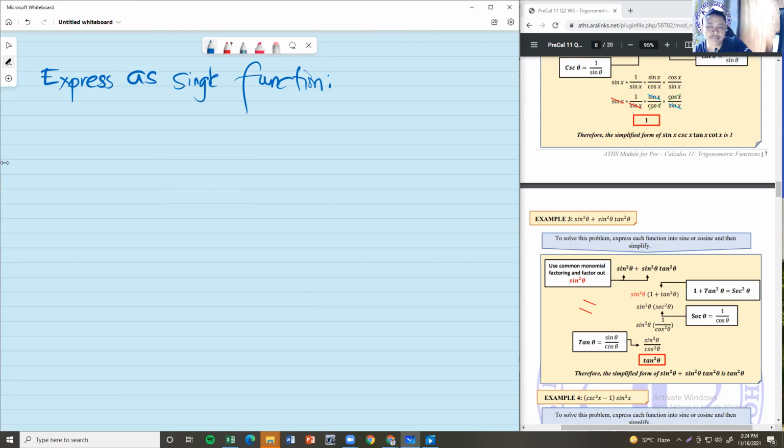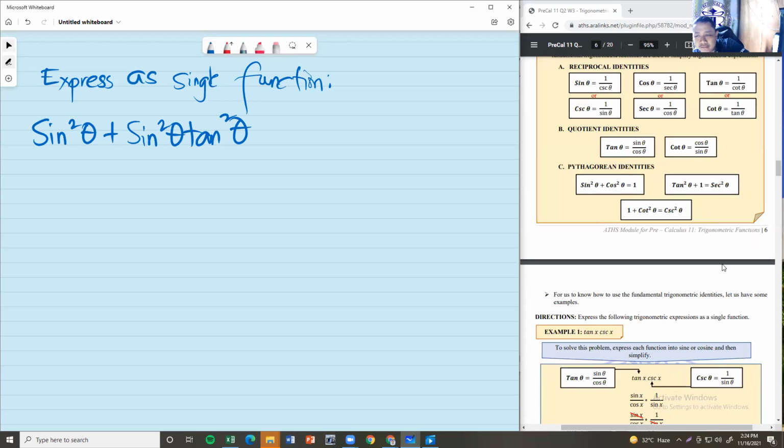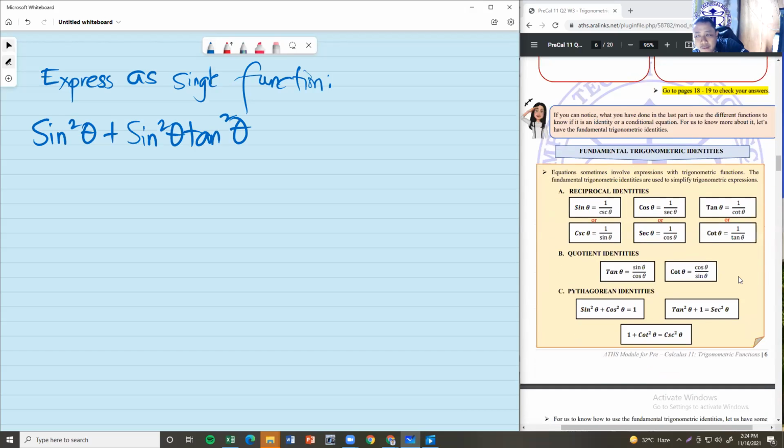Game. Let's have this. So we have sine squared theta plus sine squared theta tangent squared theta. Okay, go. Balik tayo dito sa ating mga list of functions. Okay, this is a clue, this is a hint, this is a helpful tip.